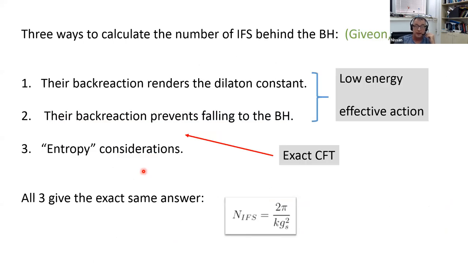There is another way of estimating or calculating the number, and it's related to some entropic consideration. I don't have time to discuss it. But the upshot is that all three ways give the exact same answer. It's 2 pi over k g_string squared, where g_string is the coupling constant at the horizon. For this, it's sufficient to use a low energy effective action. Here, some exact input is needed for this entropy, in quotation marks, consideration. But the nice thing is that we get the exact same answer.